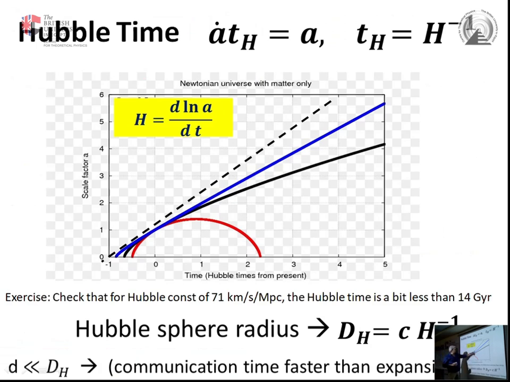You have these three types of solutions, which are always, at the present time, very similar, not very far from a line. So we can always define what people call the Hubble time. Hubble time is a function of the Hubble parameter. The Hubble parameter is defined as A dot over A. Okay? So it's a logarithmic derivative of the scale factor.